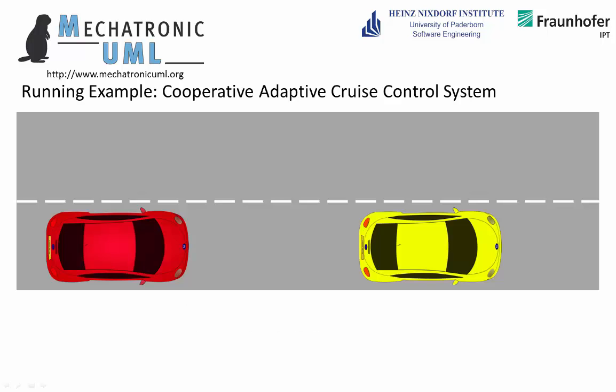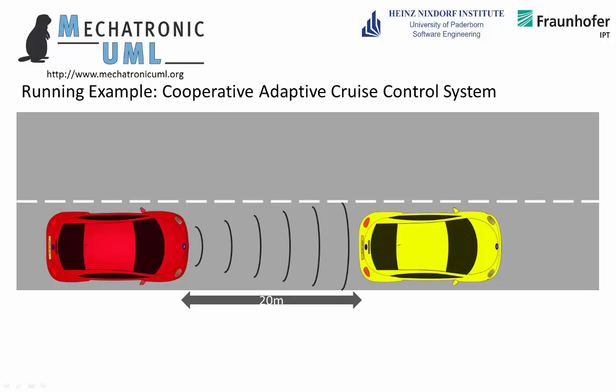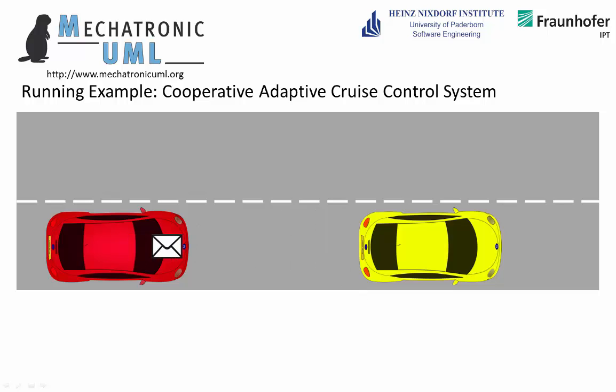For the demonstration of our tool, we use a cooperative adaptive cruise control system as a running example. Consider a car which is equipped with such a system. The system supports the driver by adjusting the speed to maintain a safe distance to a preceding car. Therefore, it measures the distance to the car in front via a radar sensor. Moreover, the cooperative adaptive cruise control system exchanges information via wireless connection between the cars. For instance, the front car sends a warning to the rear car about obstacles ahead of it.